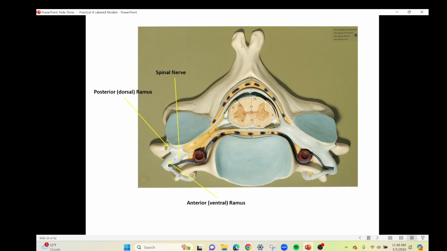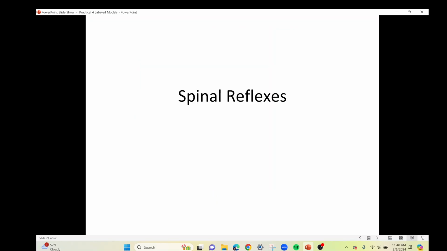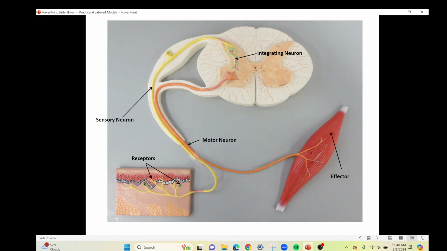The last thing I want to show you is a spinal cord reflex. This is where we're going to take what we just learned and show you the reflex arc. The reflex arc has 5 components that I'd like you to know. And so this is one of the models that'll be on the exam that shows the reflex.